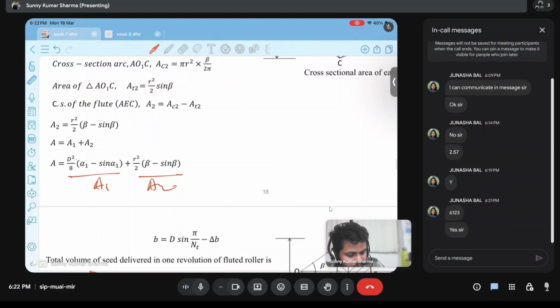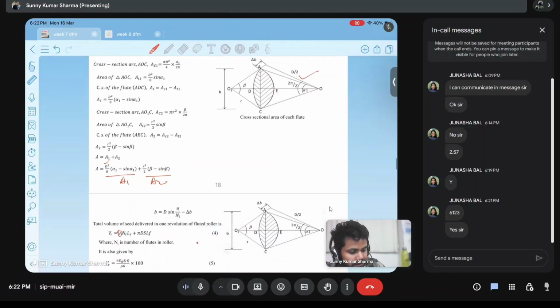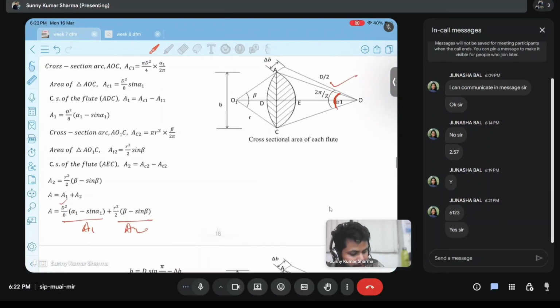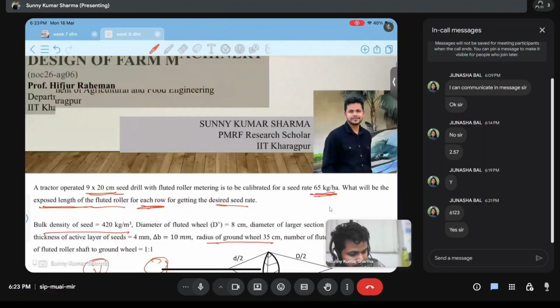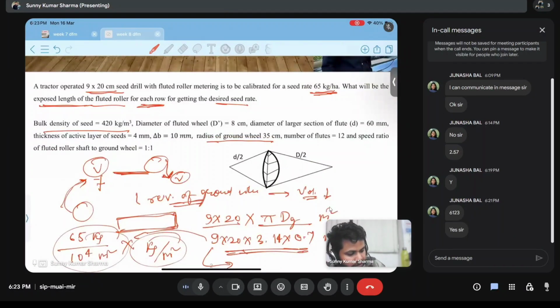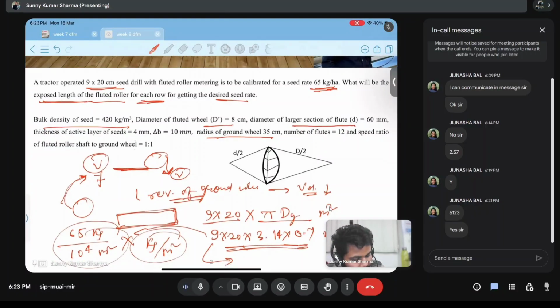And for this A1, we need to have the diameter of that larger section. This diameter, then alpha, this included angle alpha, then r square means smaller section radius, then beta. So what are the variables? We have the diameter of rooted area, diameter of larger section of root, and diameter of active layer. The thickness of active layer is S, and delta B is M.